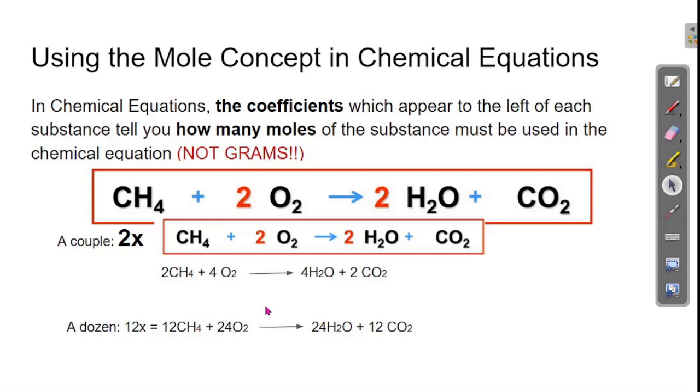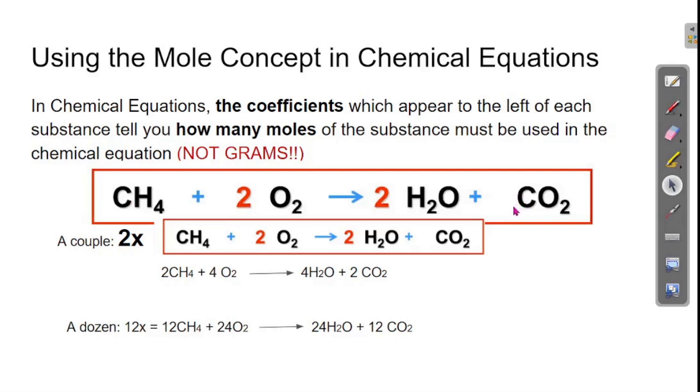You can have a dozen. A dozen just means multiplying by 12. Well, you multiply everything by 12. 12, 24, 24, and 12. We talked about the mole being a quantity. You're multiplying by 6.02 times 10 to the 23. You can do that. That's why you can call these moles right here, because you can multiply by 1 mole. Okay. Now, these numbers are never grams. Don't confuse that, okay?